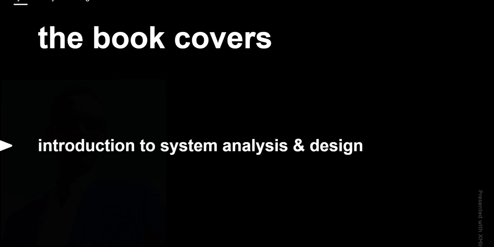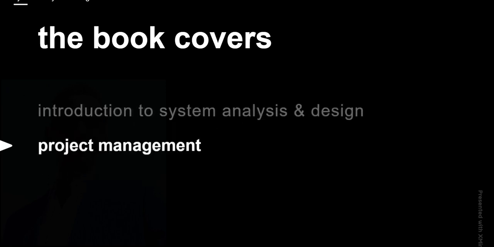The second topic is project management, and this chapter discusses the project management techniques specific to system analysis and design. It addresses topics such as project planning, scheduling, and resource allocation, ensuring successful project execution.